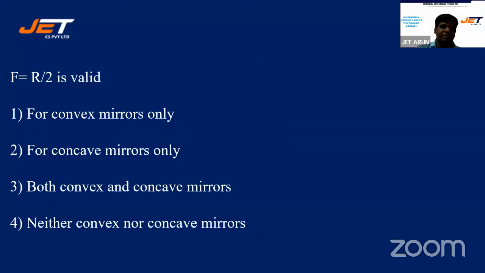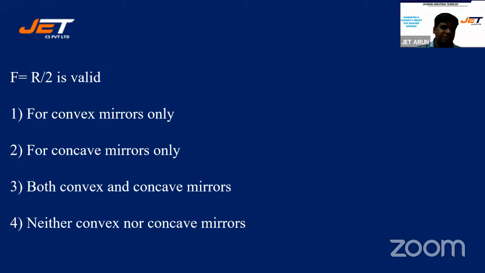All right, here is the next one. F is equal to R by 2 is valid for convex mirrors only, concave mirrors only, both convex and concave mirrors, or neither convex nor concave mirrors. Okay. There is a wrong answer as well. I got consistent right answers, but again, there's a student mentioning a wrong answer. Be careful, students.